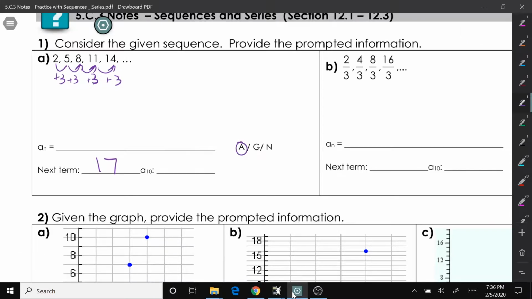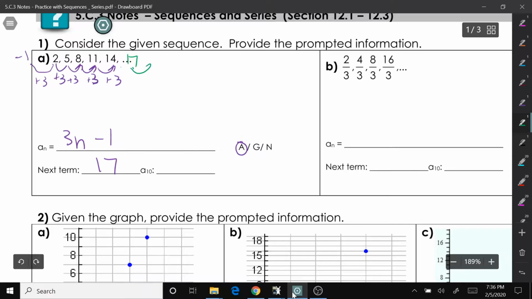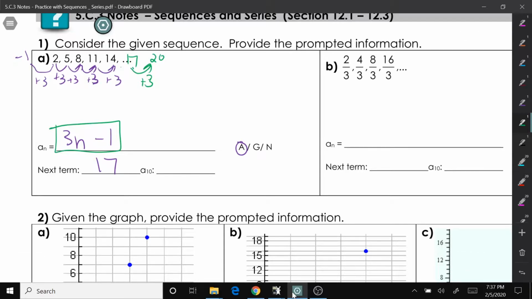And our formula, an equals, well, it's going to be 3n. But now we have to find that y-intercept, or that starting value, so we got to go back 1. And that'll be negative 1, because negative 1 plus 3 is 2. Now to find a10, you can do two things. You could keep going, 17, and then plus 3, 20. You could keep adding 3, or you could plug in 10 into this formula here. I think that would be easier. 10 times 3 is 30, minus 1 gives us 29. And that's it.